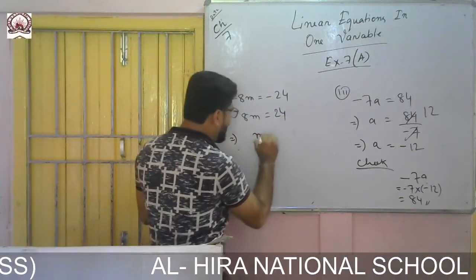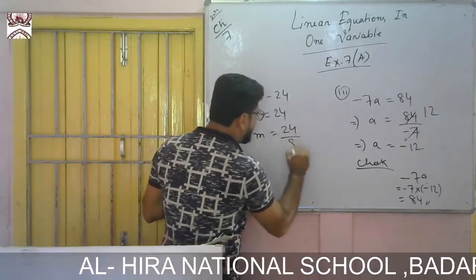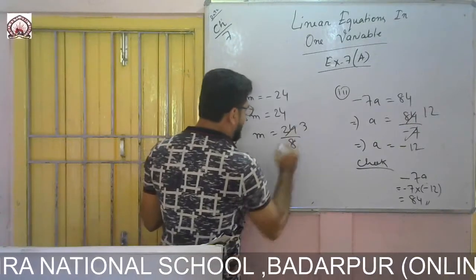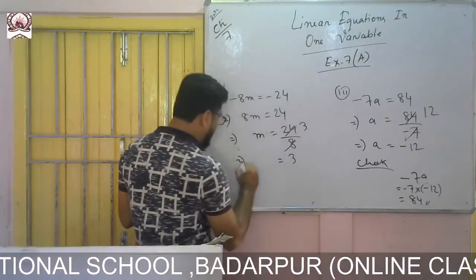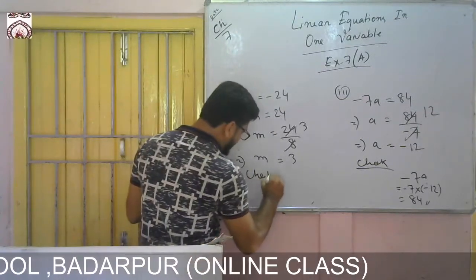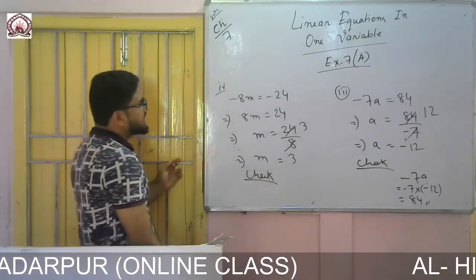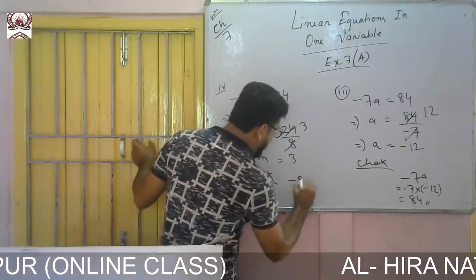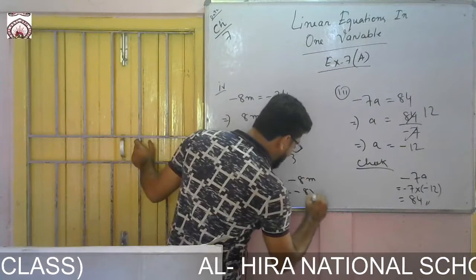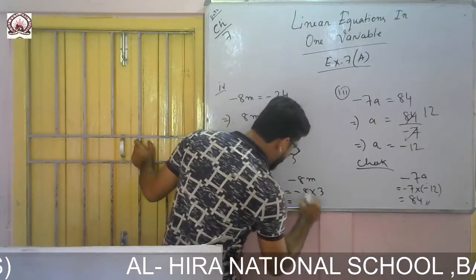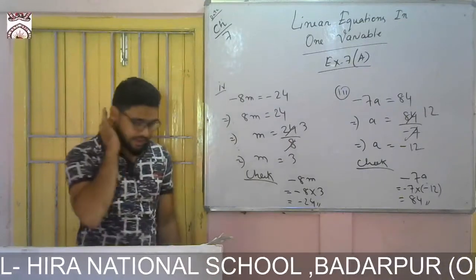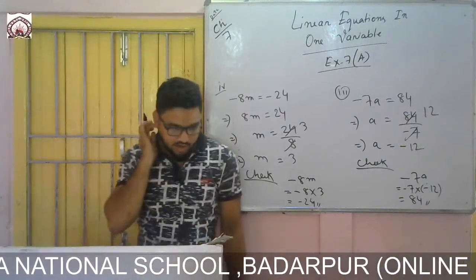Now you transfer this 8 to the right side by division, because 8 and m are in a relation of multiplication. 8 3s are 24. So m equals 3. Now check. That means minus 8m. So minus 8 into 3. So plus minus minus 24. Okay.